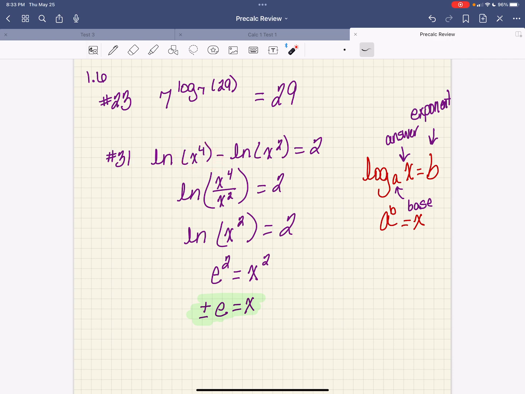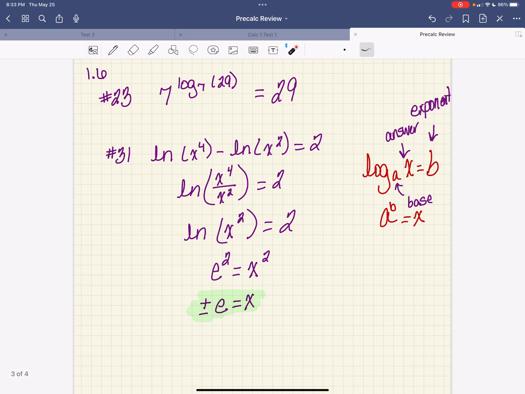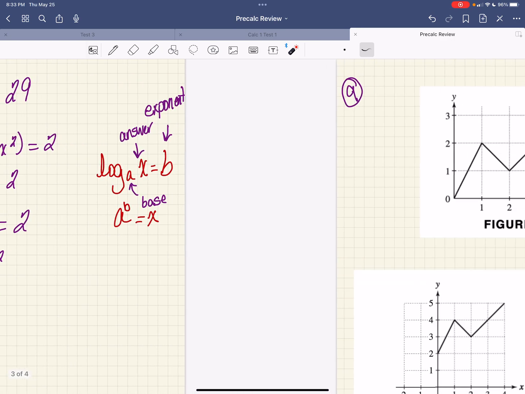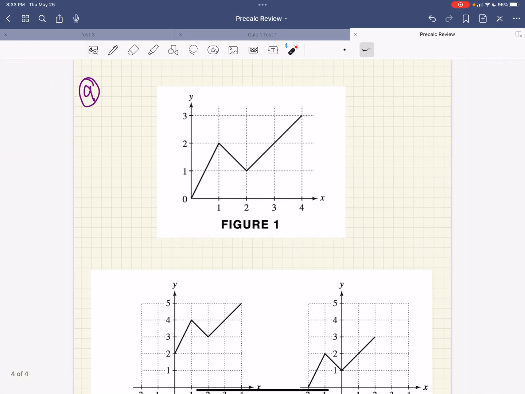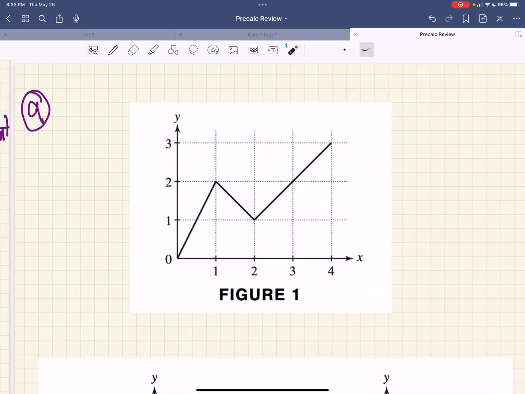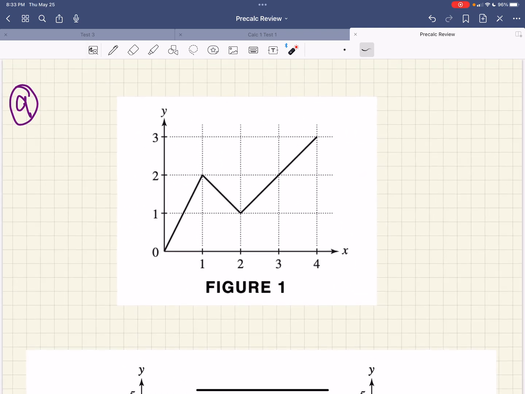Now, the next one we're moving to is the chapter review. This was number 9 on the chapter review. What you were given is this function right here. Let me just pull up exactly what you were asked to do on this one. The first thing that you were asked to do is to sketch the graph of f of x plus 2. That was the first thing that you were asked to do.